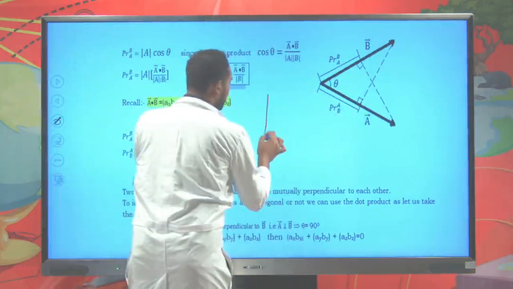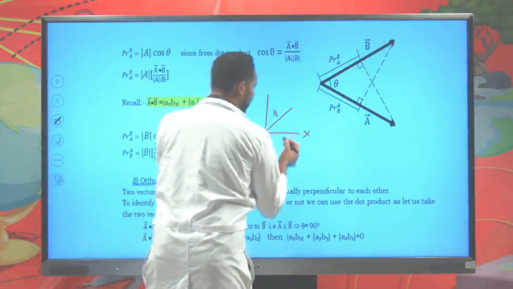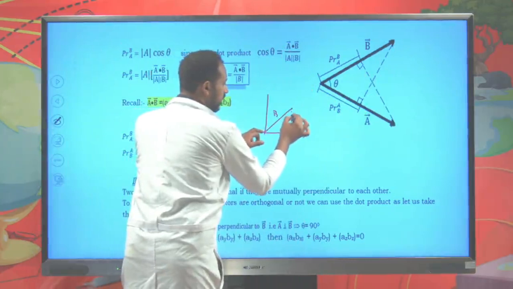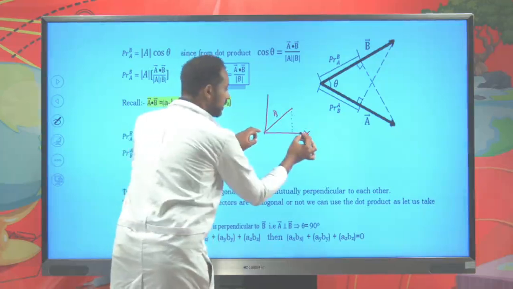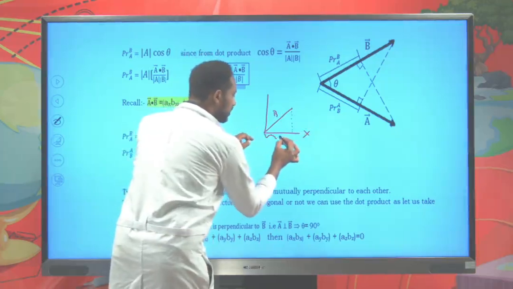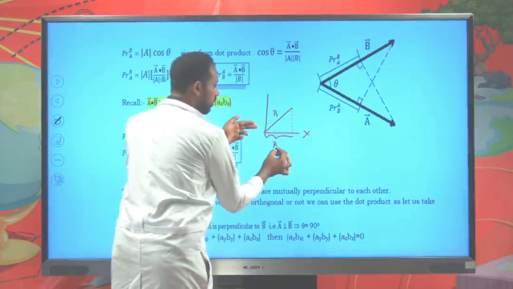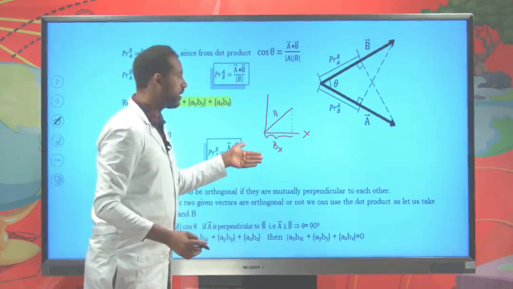Previously, we have seen that it's possible to project vector b onto x or y. Whenever you are trying to determine the projection of this vector along the x-axis, you have to drop a perpendicular line to the x-axis. And the distance from this to this is called the projection of this vector along the x-axis, or the component of vector b along the x-axis. This was the usual, well-known trend.